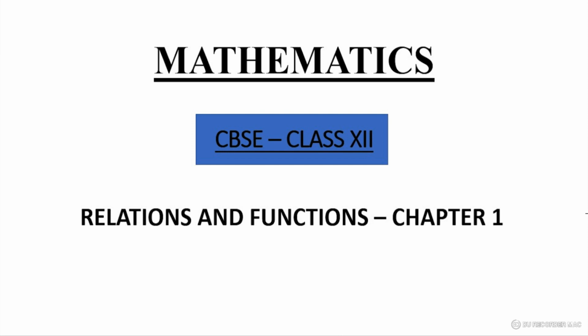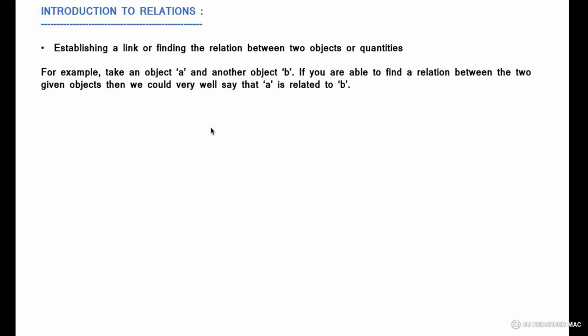Before we start, let's have a quick introduction about relations. So what is a relation? A relation is establishing a link or finding the relation between two objects or quantities. For example, you take an object A and another object B. If you are able to find the relation between these two given objects, then we can very well say that A is related to B.